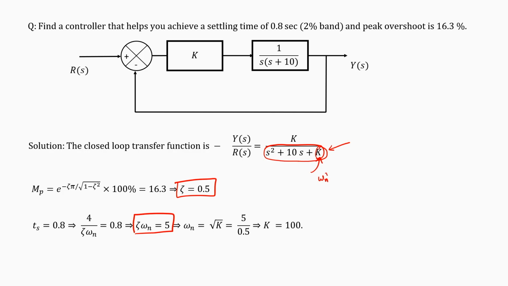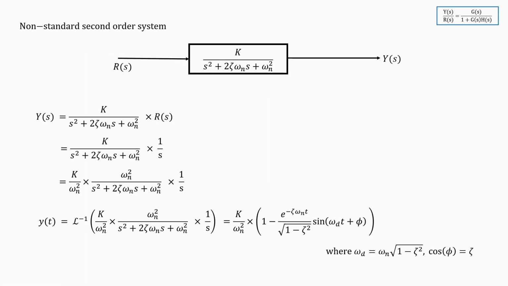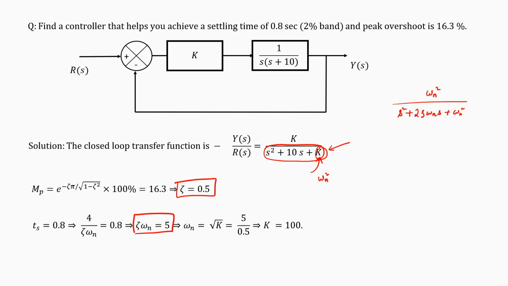Since here in the standard form this constant is nothing but omega n square, because the standard transfer function was omega n square divided by s square plus 2 zeta omega n s plus omega n square. This is what the standard transfer function looks like. So, omega n square is equal to k, therefore, k must be equal to 100. You see, by using the simple formulas that we had derived in the last class, we can find out the value of k. Now, you feed in this value of k, 100, here, then the output would be such that it has a settling time of 0.8 and a peak overshoot of 16.3%.